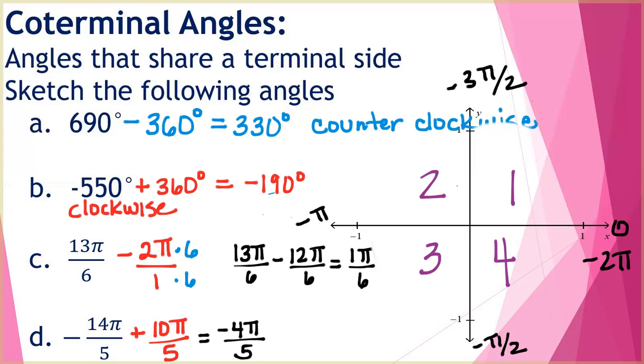So this is my terminal side here. My initial side, and then it's going to end about right there. That would be your angle. Yes, so it would be quadrant 3. Correct.